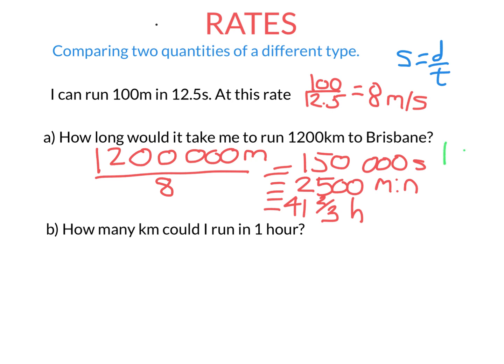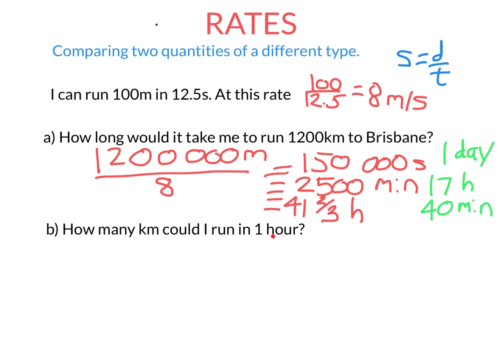So what is that in terms of days? We know that's going to be 1 day. 1 day is 24 hours. There's going to be 17 hours left over. Now 2/3 of an hour, 2/3 times 60 is 40. So it'll take 1 day, 17 hours and 40 minutes. Of course, if I was running to Brisbane, I wouldn't be able to keep up this speed. But if I did theoretically keep up an average speed of 8 meters per second, it'd take 1 day, 17 hours and 40 minutes to run to Brisbane.